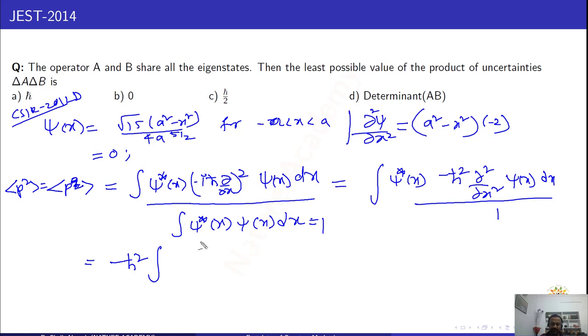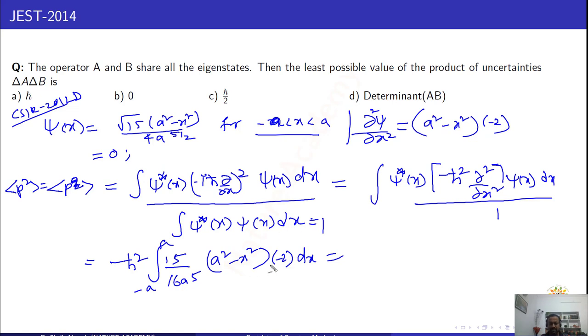So when you substitute these values here, I'll get minus h bar square and 15 by 16 a power 5, integral minus a to plus a. This is the range, since the wave function is non-zero within the limits minus a to plus a. So minus 15 by 16 a power 5, and this is a square minus x square into minus 2 dx. You have to differentiate the given wave function two times, then you will get this expression. So do the integration and substitute all these values. You will get 5 h bar square divided by 2a square. So this is the expectation value of p square.